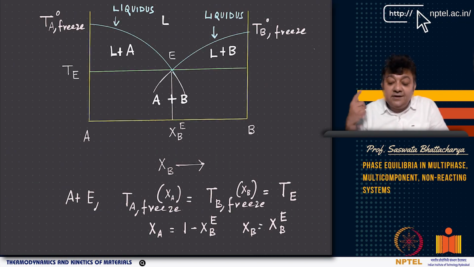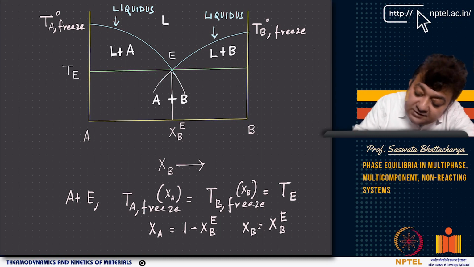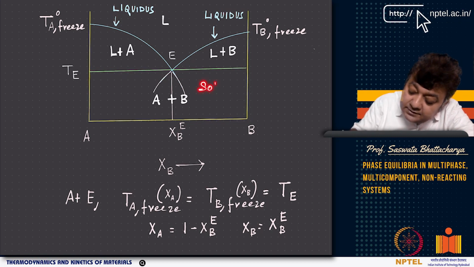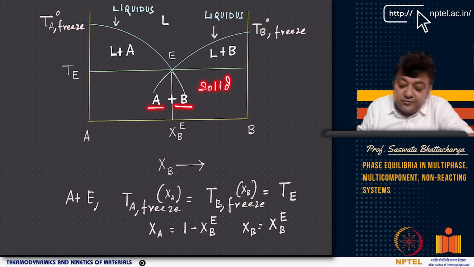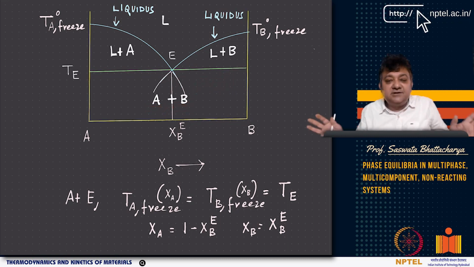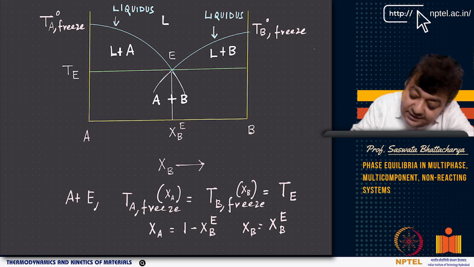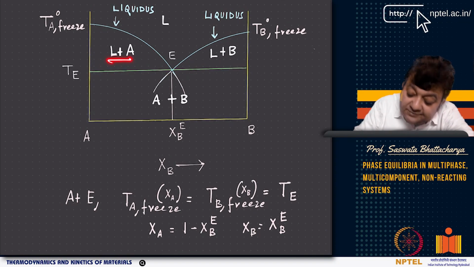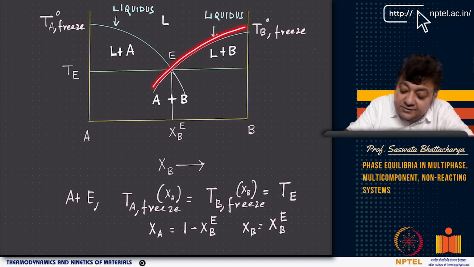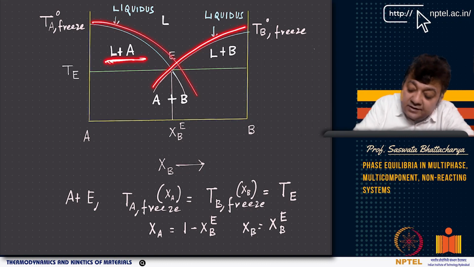But if you see, the liquid has complete solubility of A and B. So you have a liquid which is completely soluble; A and B are completely soluble. However, if you look at the solid state, you see in the solid there is no solution at all. It is pure A and pure B. A and B do not mix at all. And then you also have liquid plus A and liquid plus B. These are called liquidus lines, which separate the liquid plus solid region from the liquid.